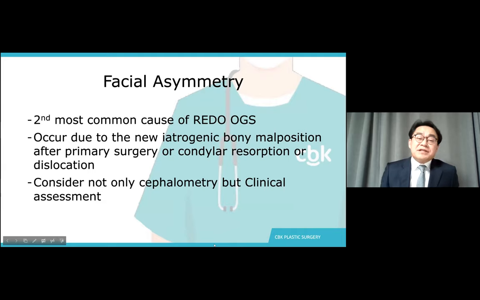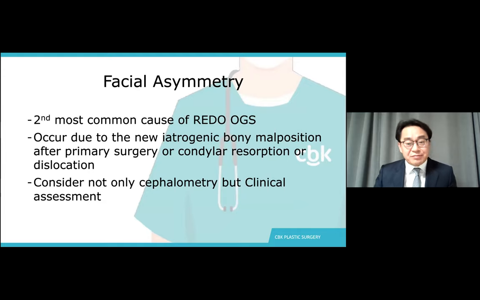Facial asymmetry is the second most common cause of my redo OGS cases. Facial asymmetry occurred due to the new iatrogenic bony malposition after primary surgery, or condyle resorption or dislocation. And we have to consider not only cephalometry, but a clinical assessment, I mean the external appearance.